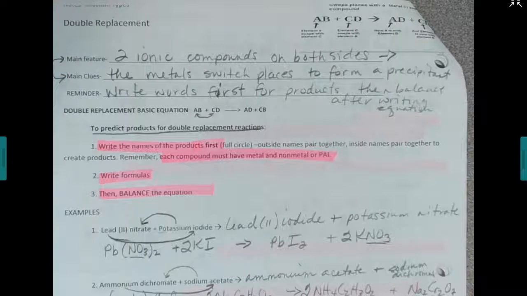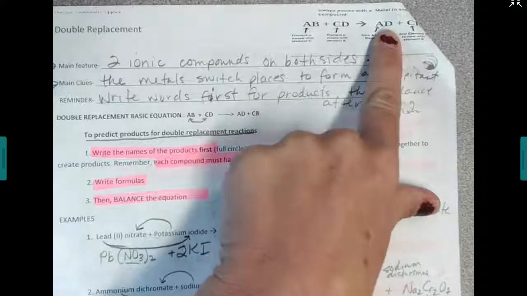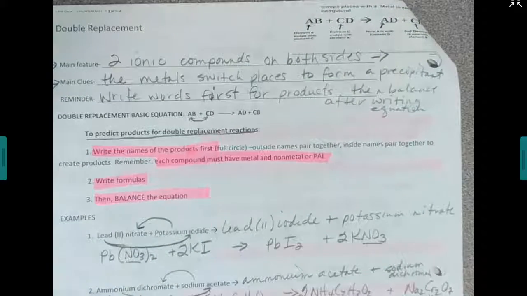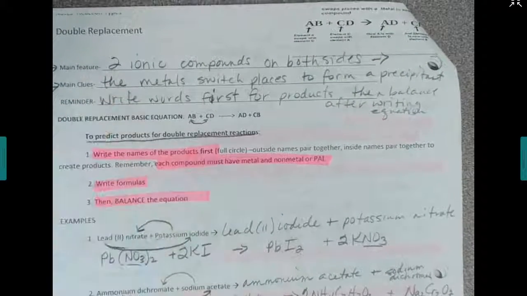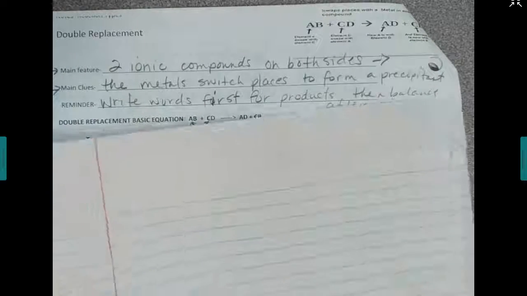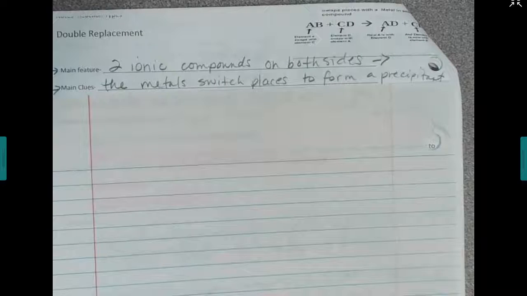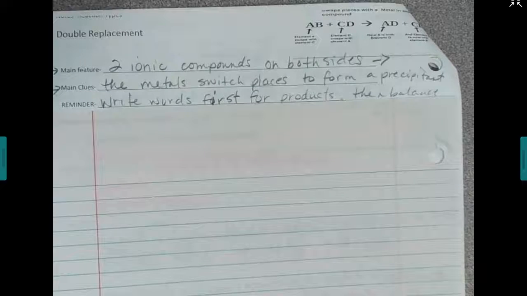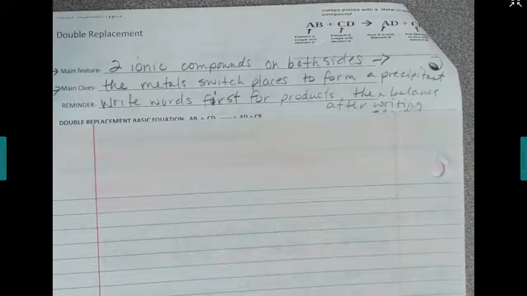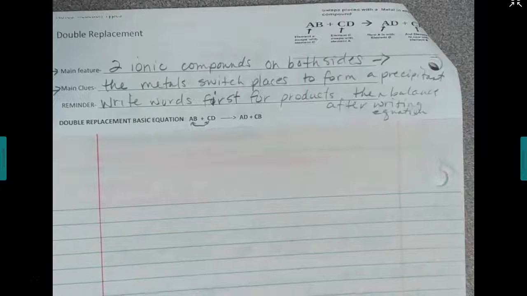Okay, so we're back. Now we're at double replacement reactions. AB plus CD. The cations switch places, and you have AD plus CB. The main feature, I got these backwards when writing these notes, is that the metals switch places to form a precipitate if the reaction takes place. The main clue is you're going to have 2 ionic compounds on both sides of the formula. Remember, we're always going to write the words first for products, and then balance after writing the equation.